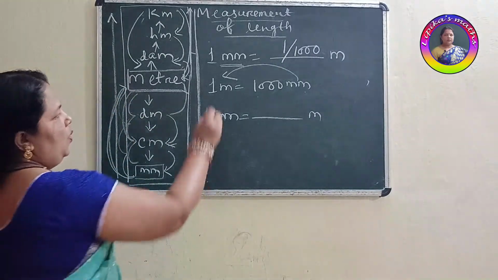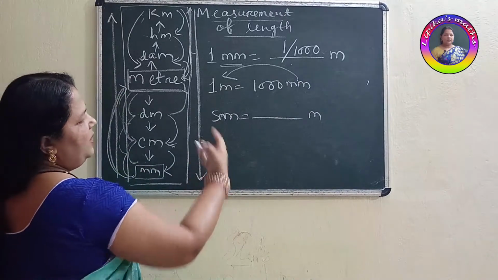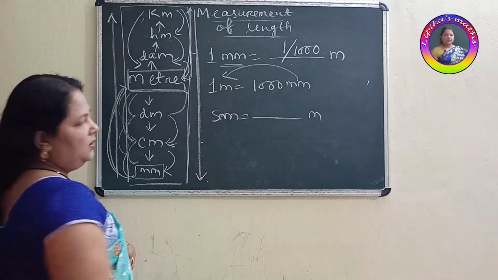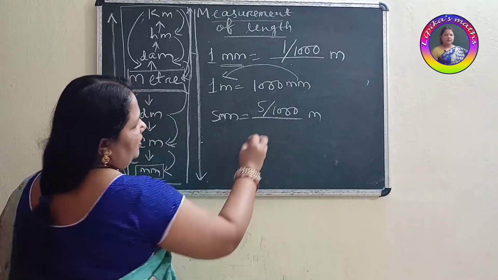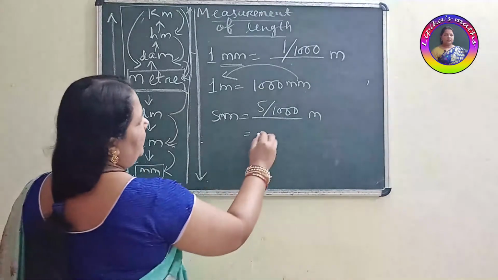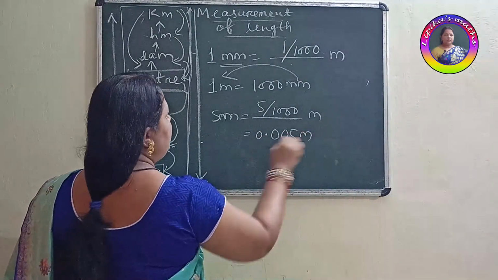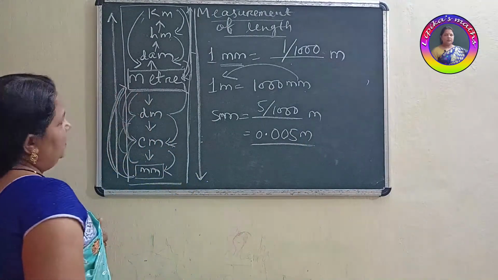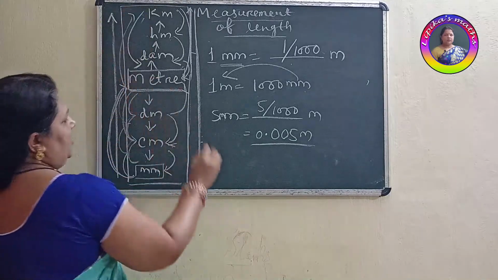Clear? If it is asking 5 millimeter equal to dash meter. So what to do? 1 millimeter equal to 1 by 1000 meter. 5 millimeter equal to what? 5 by 1000. Okay, you can write in decimal form also. We have already discussed this topic. 0.005 meter.